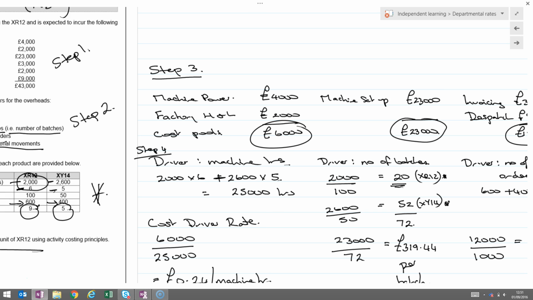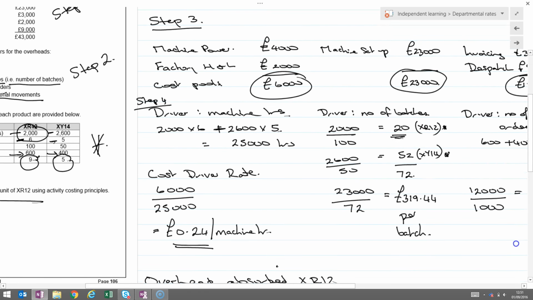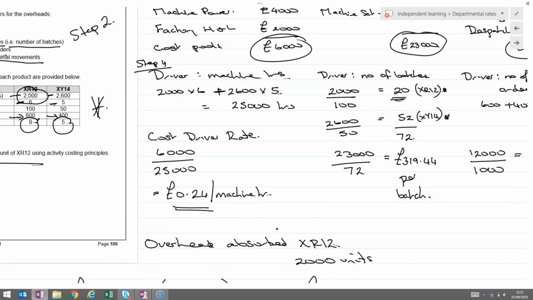So what is it we actually expect to do? Because the rates tend to be on different bases, so machine hours, batches and so on, as I said, it's often a lot easier to then work out what your overheads absorbed are in total and then divide it down if you need the overhead absorbed per unit.